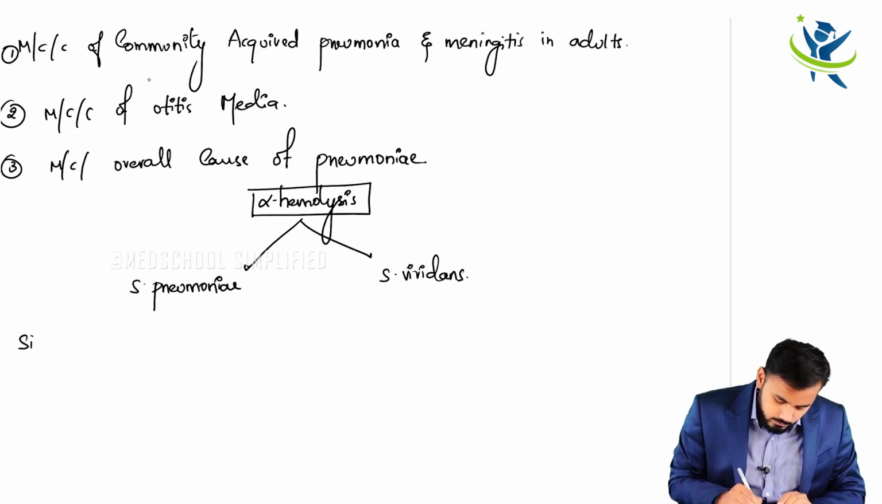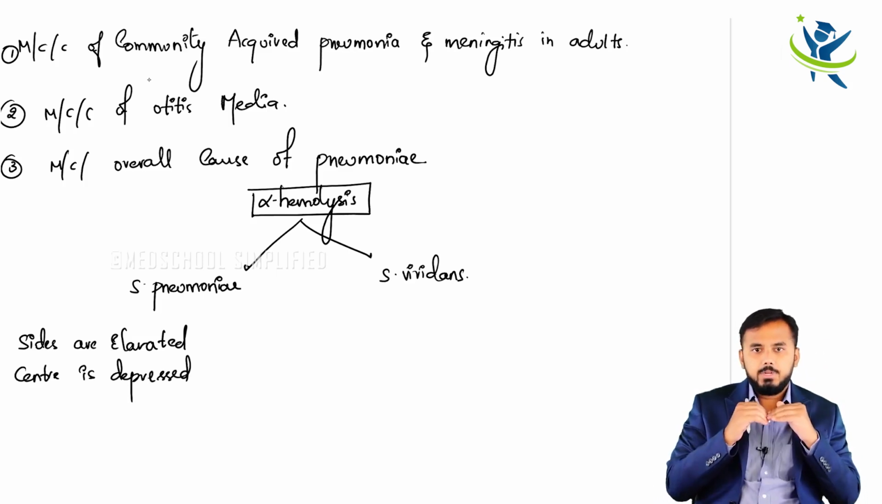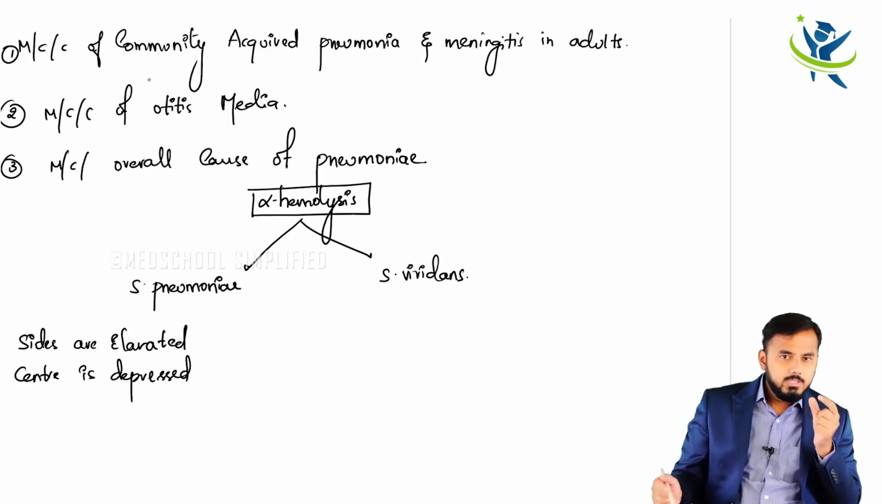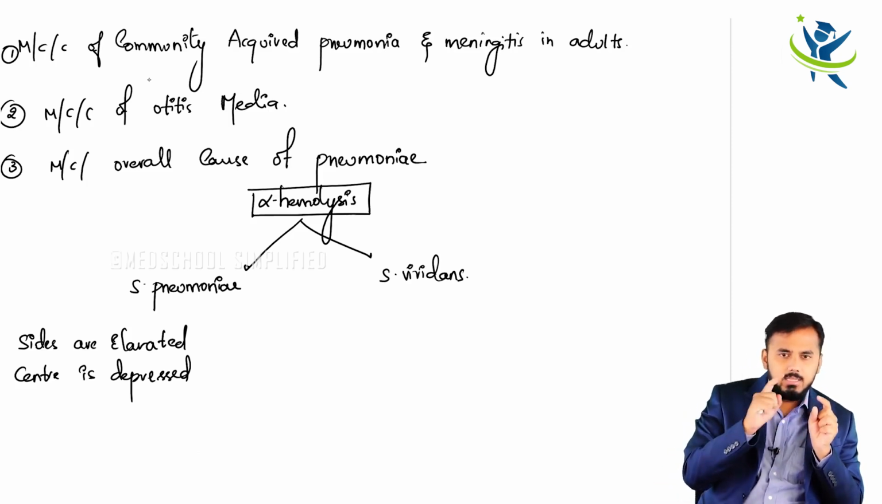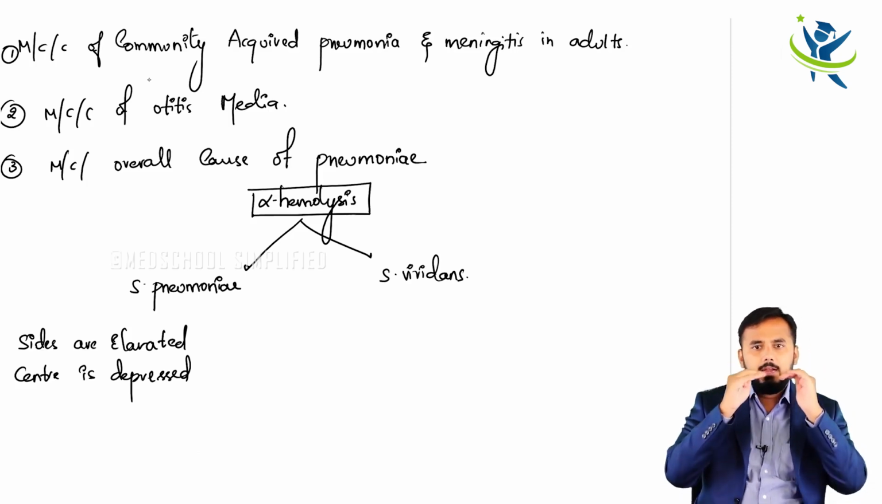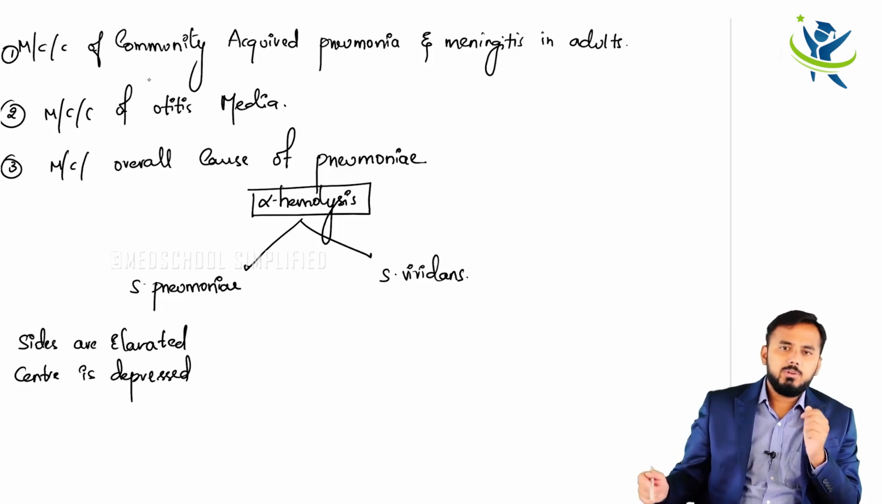Sides are elevated and center is depressed, right? So when you see a carom coin, even in the carom coin the center part is depressed, but the sides are above one level, about 1 inch above. So they are elevated, and in the center there is a small depression, if you look at a carom coin.